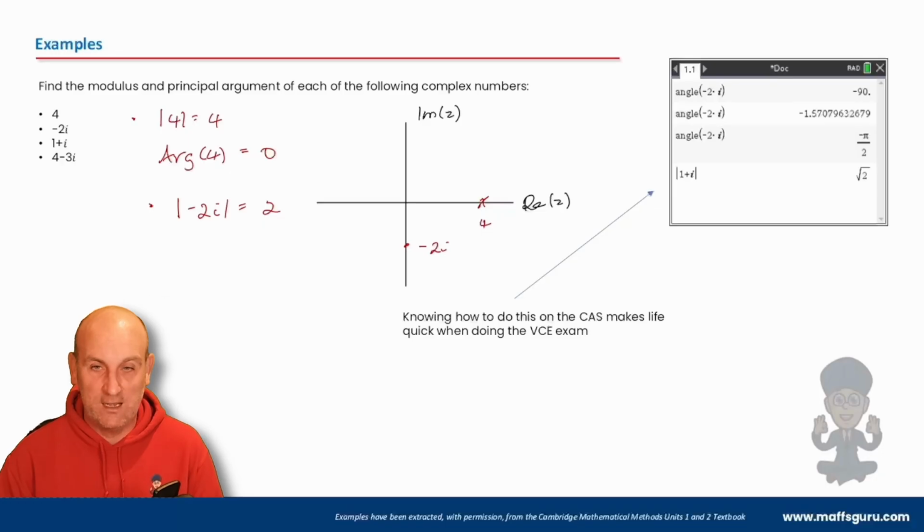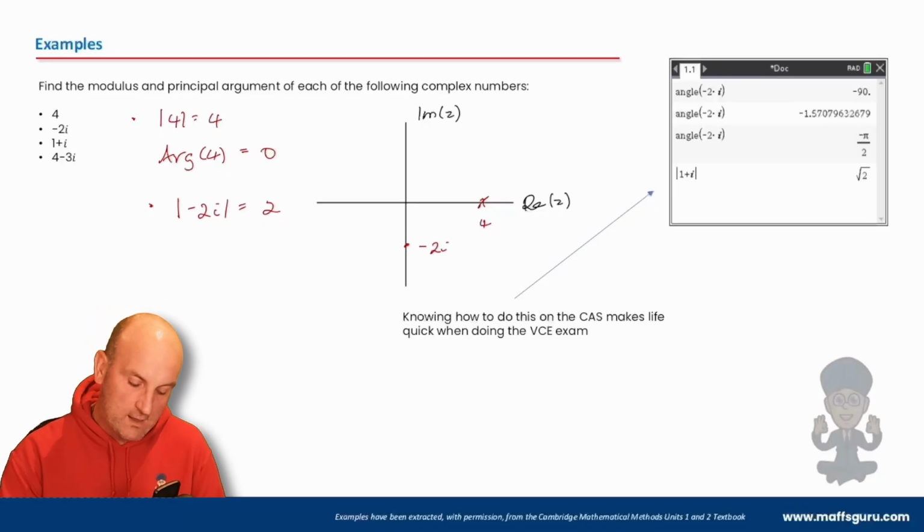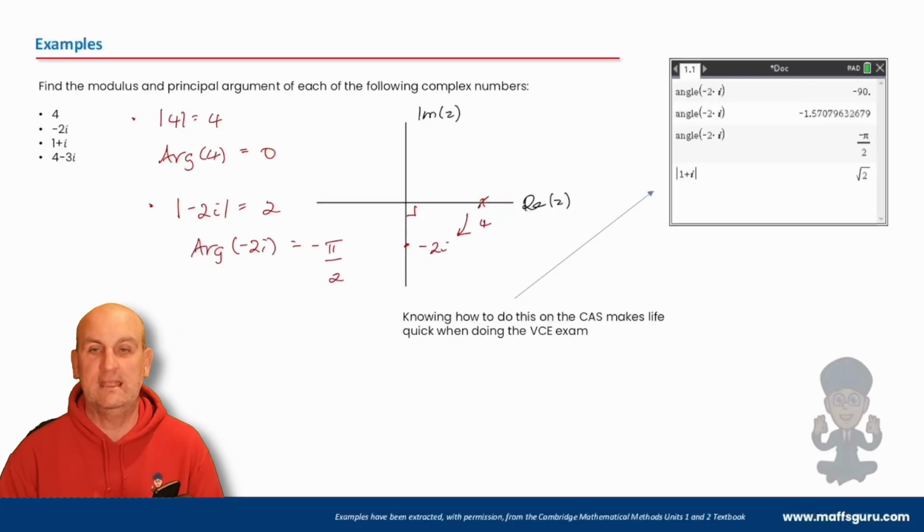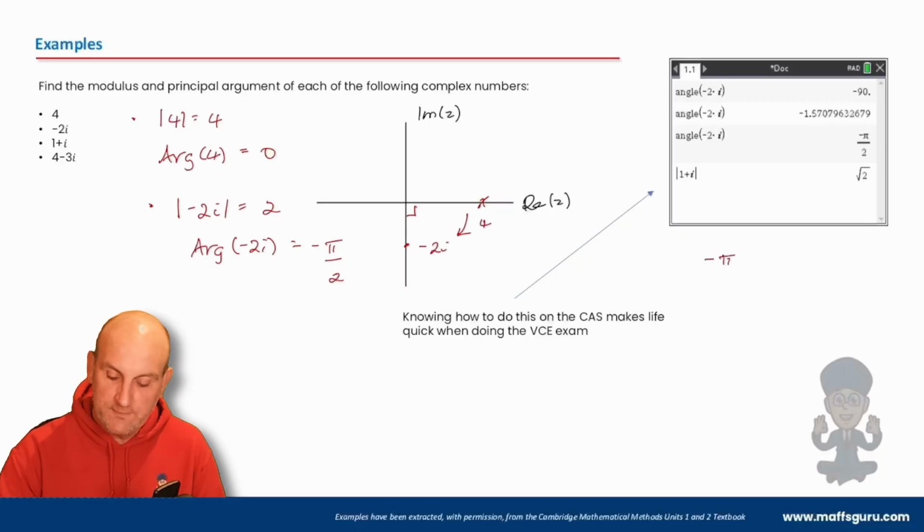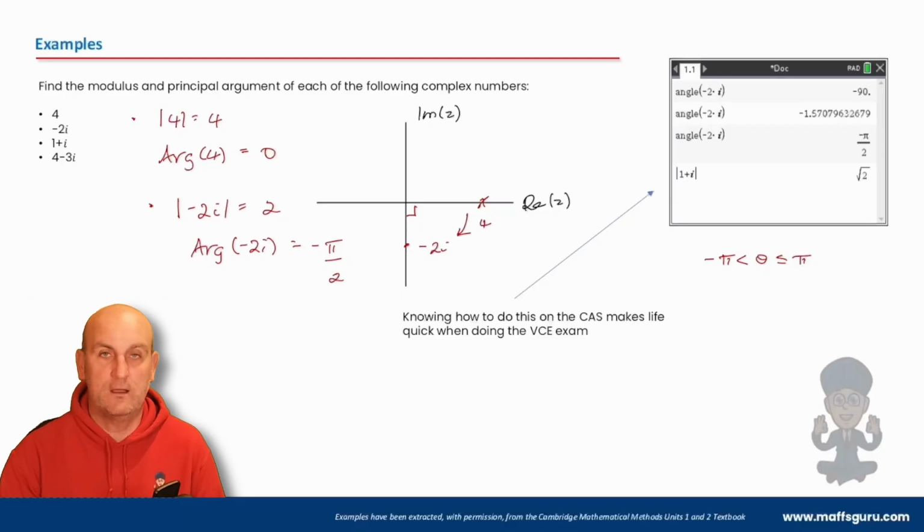That doesn't make any sense in any way, shape, or form. What is my arg of minus 2i? Well, it's basically 90 degrees. We've moved this way, so it must be minus pi on 2. And again, because it's the capital A, the value has to fall between minus pi and pi. It can't fall any other way.